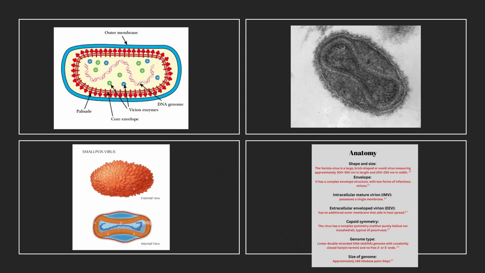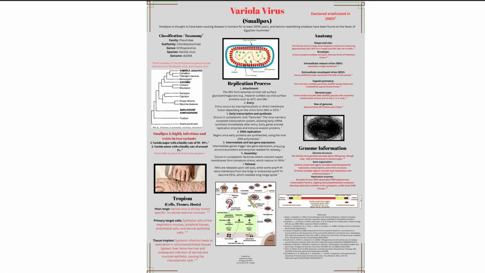The capsid symmetry is complex. It's neither purely helical nor icosahedral, which is typical of poxviruses. The genome is linear double-stranded DNA, with covalently closed hairpin termini and no free 3' or 5' ends. The size of the genome is approximately 186 kilobase pairs, so it's quite a large virus, and it is, as you see, pretty unique in its replication and relentless in its infectious properties.